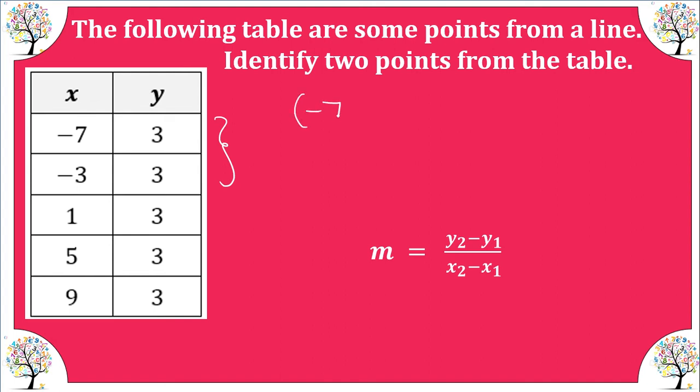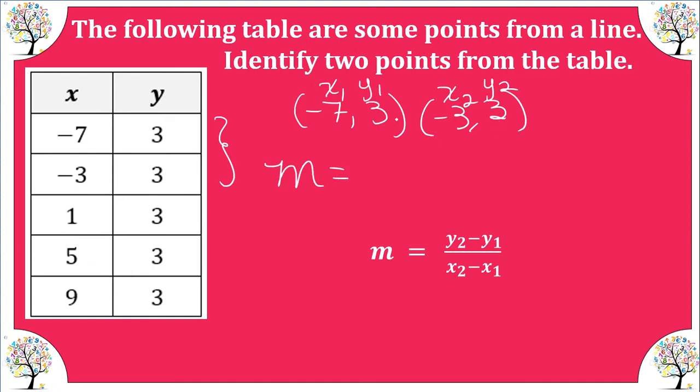So I have -7, 3, and I have -3, 3. So what do you notice about the output values? They are the same. And it's okay to have repeating y values. So we know that when we have the change, we have 3 minus 3. So hopefully you can see that this is going to give us a slope of 0. So this was the horizontal line going through where y is 3 on the coordinate plane.